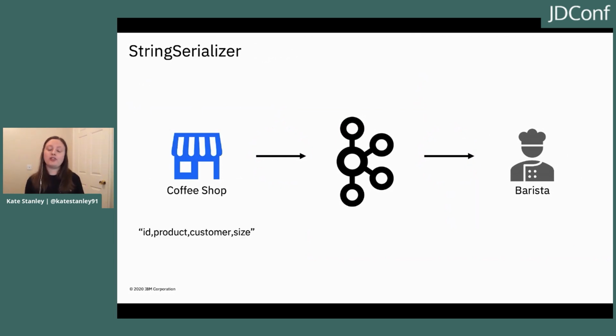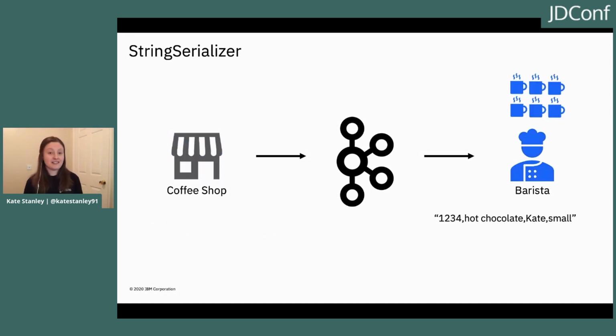Say in my coffee shop, for all of my events, I've decided I'm going to send them through with an ID, product name, the customer, and then the size of the order. So for now, we'll go with 1, 2, 3, 4, hot chocolate, Kate, and small. I actually don't like to drink coffee, so that's why I always use hot chocolate in my examples. If I send this through, as long as the barista understands that this is the format of all the messages that should arrive, the barista can make the coffee or hot chocolate orders and everything is fine.